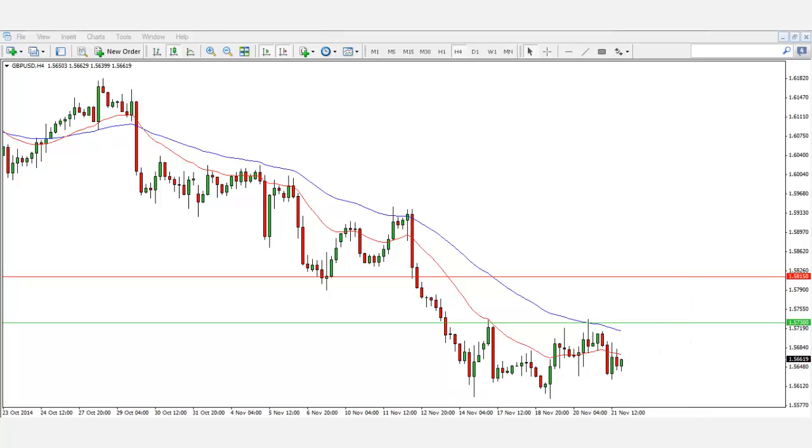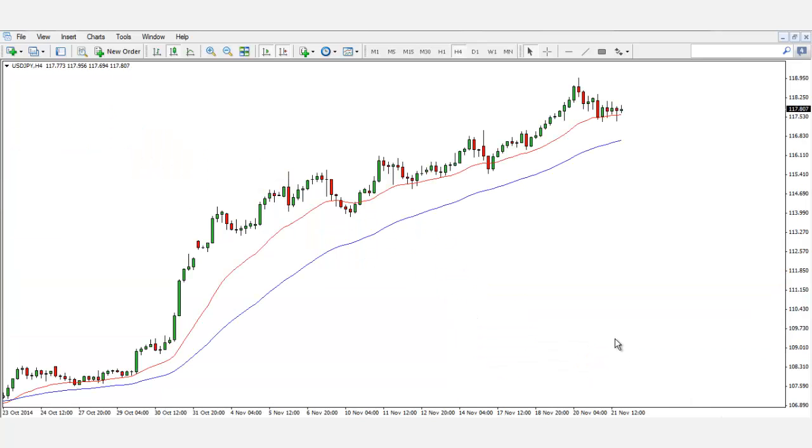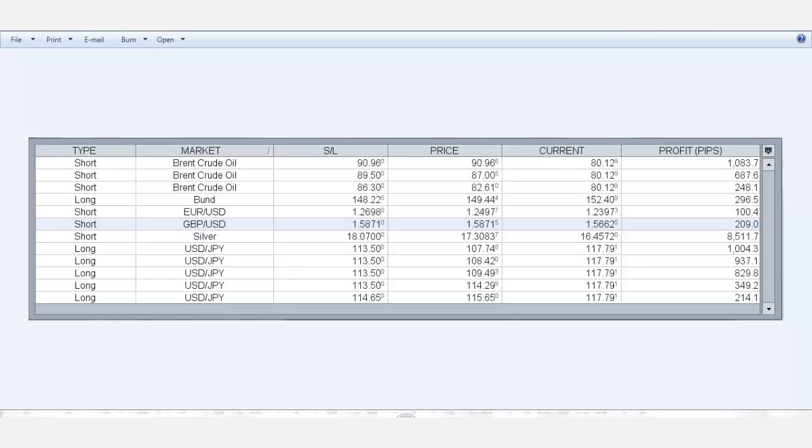So the next chart we'll look at is the dollar yen. As you know, the dollar yen has been very bullish, and I've actually been long since 106, 107, and been scaling in pretty aggressively. If you look down here, I was long at 107, 108, 109, 114, 115, and I'm up about 3,000 pips right now. So I'm still holding on to this trade.